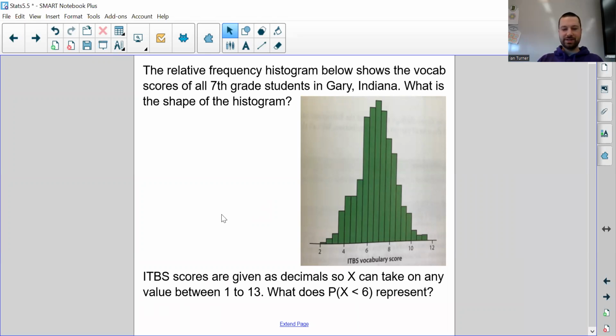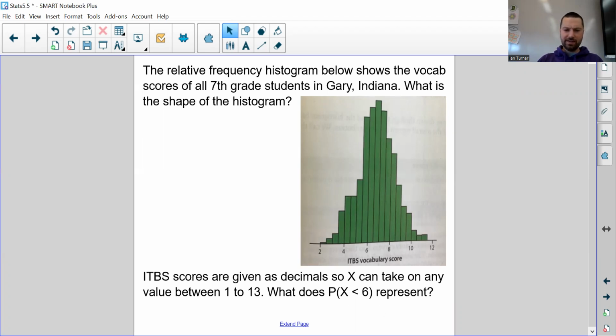ITBS scores are given in decimals, okay? This is important. So X can take on any value between 1 to 13, okay? So this is where we're bringing in the continuous thing. So far, we've been really focused on discrete, like you can only get 0, 1, 2, 3 of something instead of like 2.5, 2.75, 3.6159. Okay. So now X could be any value in between here.